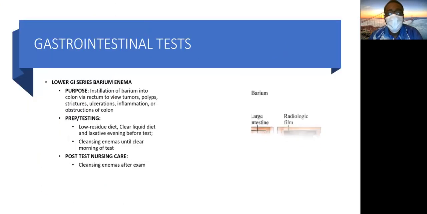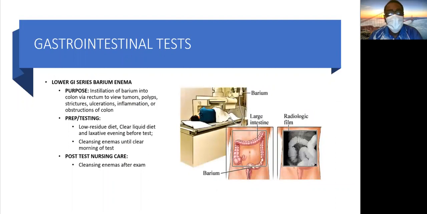We could also carry out lower GI series barium enema. Here, there's instillation of barium or a radiopaque substance into the colon through the rectum. Then we'll carry out fluoroscopic x-rays. So you're looking out for tumors, strictures, ulcerations, inflammations, or obstructions of the colon.